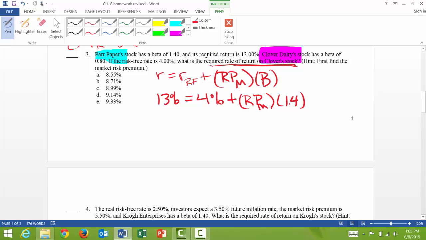And so the first thing, we'll just have to solve this algebraically. So I'm going to move over here. So 13% minus 4%, if I subtract 4% from both sides, that would be equal to the market risk premium times 1.4. And then I could divide both sides by 1.4. And the next step is that I would get the market risk premium is equal to 6.43%.